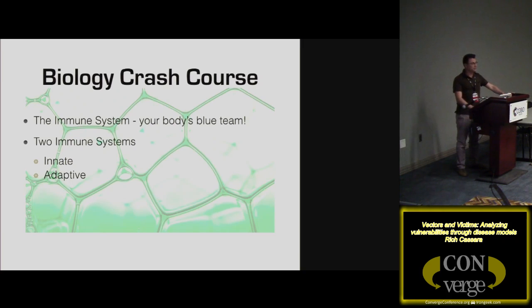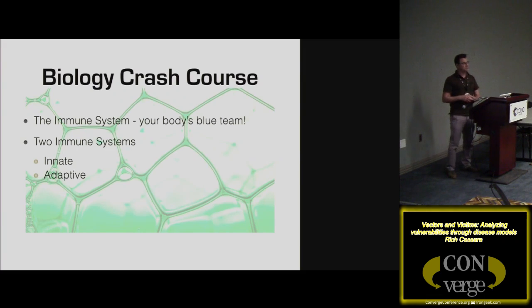The primary thing we need to understand for this is the immune system, which is the blue team for your body. It's going to defend you from diseases and other bad things trying to get in and possibly harm your body system. There are actually two different kinds of immune systems in living things: the innate immune system and the adaptive immune system.